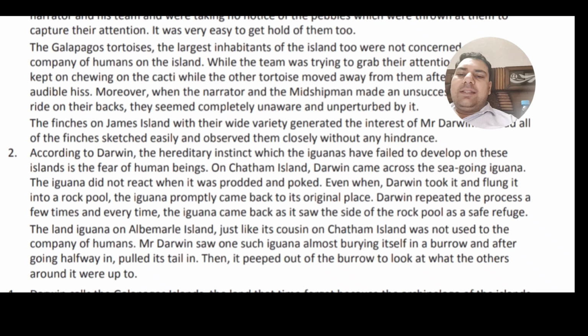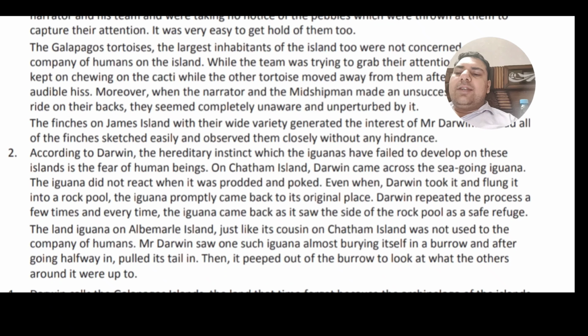On Chatham Island, Darwin came across the sea-going iguana. The iguana did not react when it was prodded and poked. Even when Darwin took it and flung it into a rock pool, the iguana promptly came back to its original place. Darwin repeated the process a few times, and every time the iguana came back as it saw the side of the rock pool as a safe refuge.